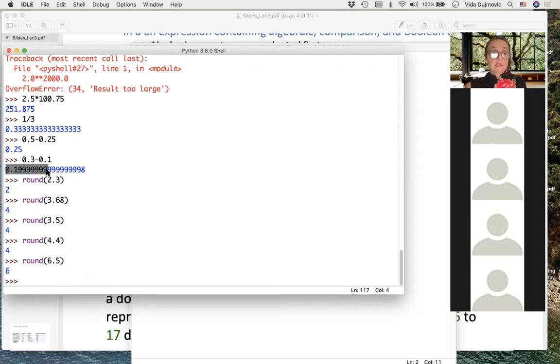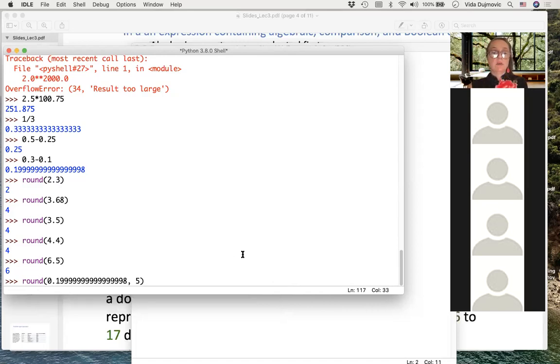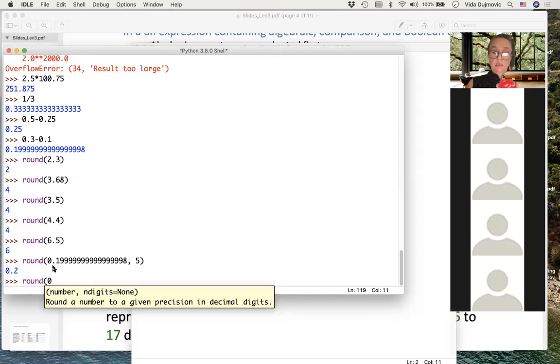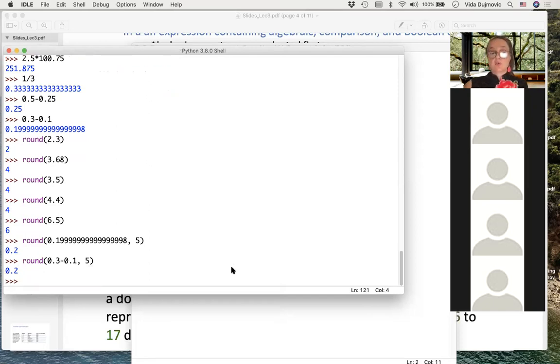But if you give it a second number, so what do I mean by that? Round. So let's see this. I want to round this, and I say, round it to 5 digits, 5 most important digits. You're going to see that this gets rounded to 0.2, what you want. So by working with round, if you do it here, 0.3 minus 0.1, that's the first number that you're giving. And then the second number is the number of digits that you want at most. And then it rounds it to 0.2.